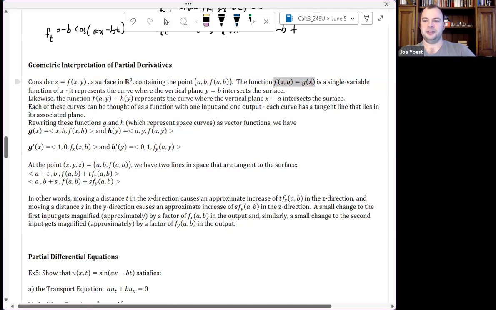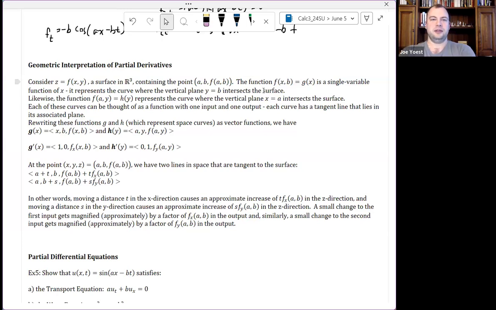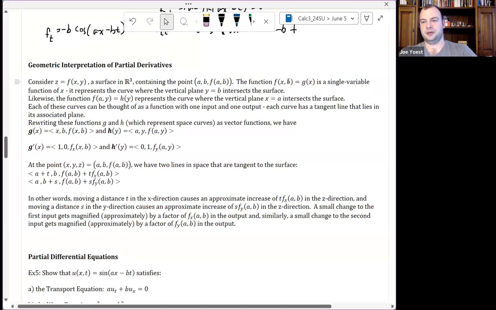If we consider the function f(x, b), in other words, holding the y input constant and varying the x input, well, that variation only happens along a single direction, along the x direction. f(x, b) we could just call g(x). It's just a single variable function of x. In other words, it represents the curve where the vertical plane y equals b intersects the surface.